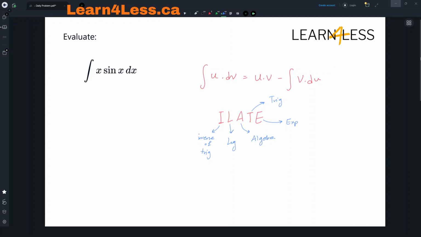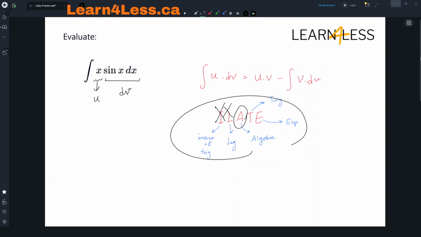So here we don't have an inverse trig function. We don't have a log function. We do have an algebraic function, which is the x part. So the x would be our u, and the rest of these would be our dv. This is a rule that most of the time works. So if you don't have any clue which part should be u, this is a good starting point.